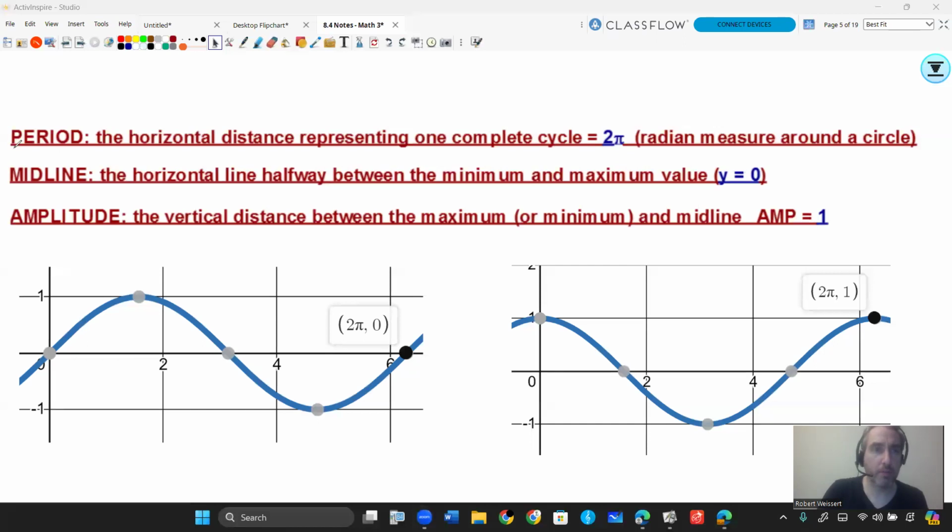We have what's called a period. And a period is a horizontal distance where the graph repeats itself. This is a sine function. And for a sine function, it's going to repeat itself by default a little bit after 6. That's one full rotation. That's in radians. So that's going to be 2 pi radians. So we call that our period.